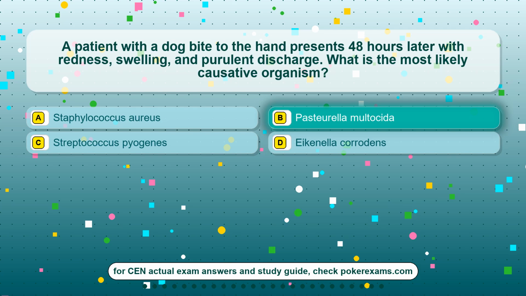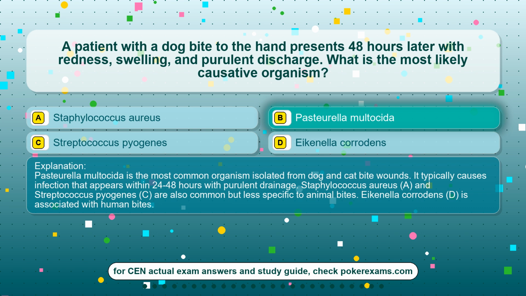The correct answer is option B, Pasteurella multocida. Pasteurella multocida is the most common organism isolated from dog and cat bite wounds. It typically causes infection that appears within 24–48 hours with purulent drainage. Staphylococcus aureus, A, and Streptococcus pyogenes, C, are also common but less specific to animal bites. Eikenella corrodens, D, is associated with human bites.